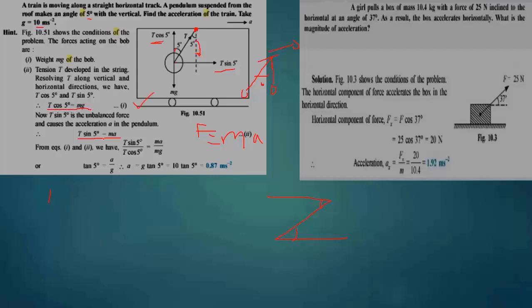So eventually tukichukua the second equation, tukidivide the two equations, in other words tunachukua T sin 5 is equal to ma over T cos 5 is equal to mg. M na m zita cancel, T na T zita cancel, sin over cos ni sawa na tan, kwa hiyo itakuwa sawa tu na tan 5 is equal to a over g. Kwa hivyo tuna g, tunaenda kutafuta acceleration ya gari, ndio ambayo tutafuta.